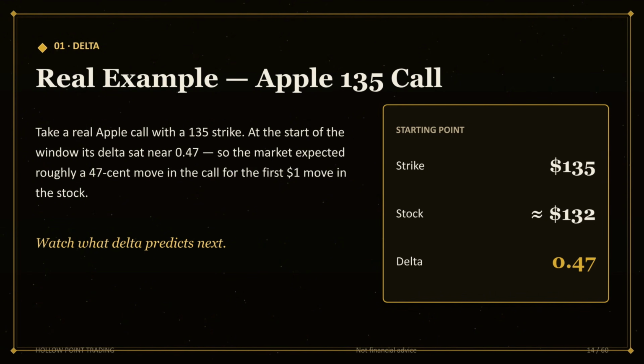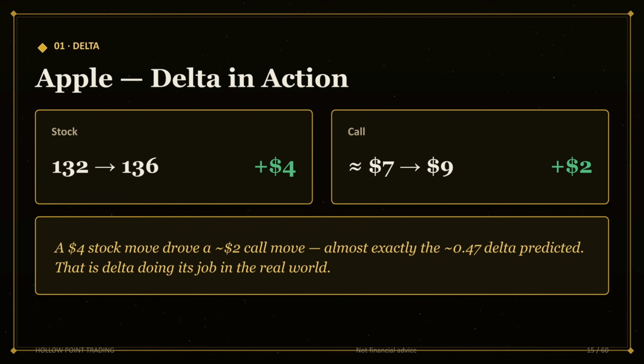Consider an Apple 135 call. If its delta is 0.47, the market expects a 47-cent move in the call for every $1 change in Apple's stock price. Let's watch how that prediction holds up. When the stock moved up by $4, our Apple call moved up by about $2. This reflects the 0.47 delta in action, proving how accurate these estimates can be for tracking real-world performance.